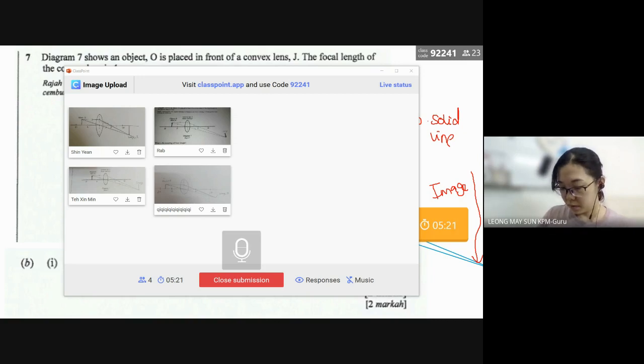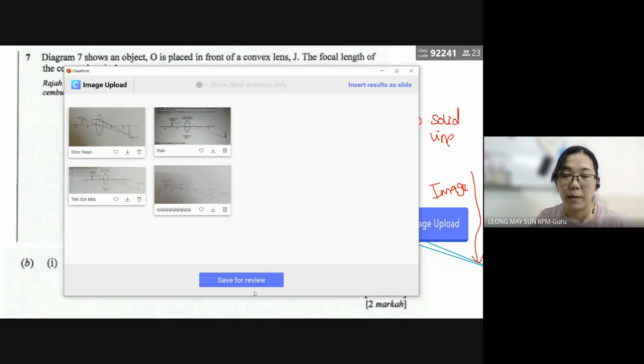All right, it's already quite some time, so I'm going to close the submission right now. For the rest of you who want me to check your ray diagram, it's best that you practice and pass it to me to check.